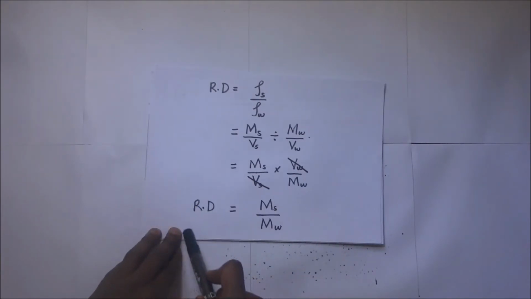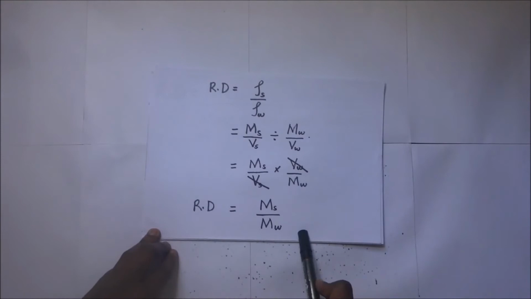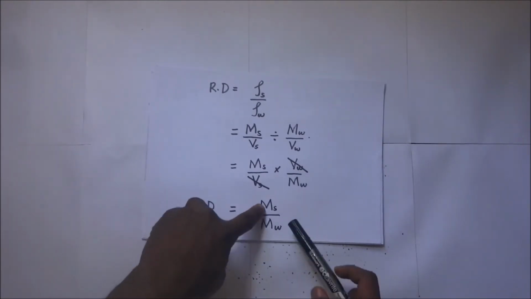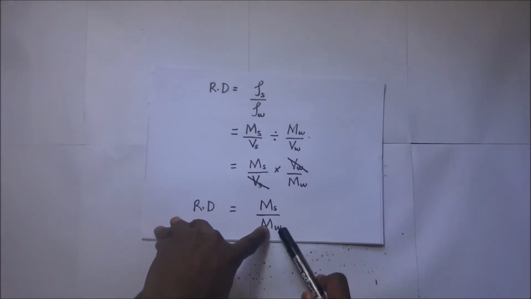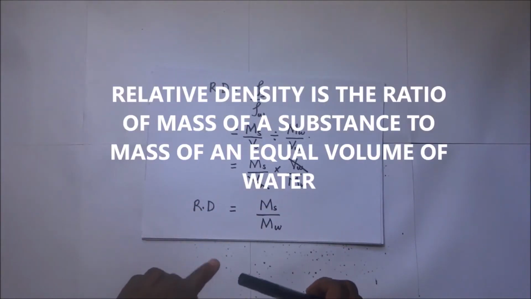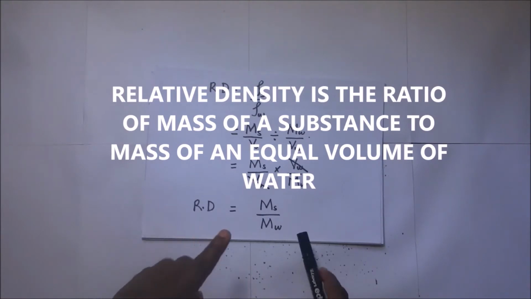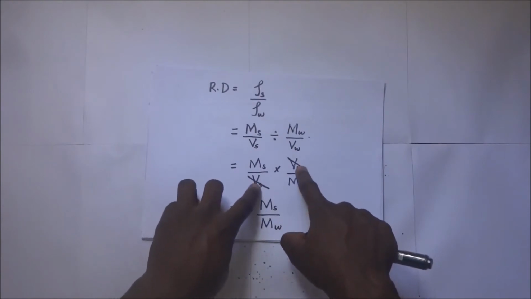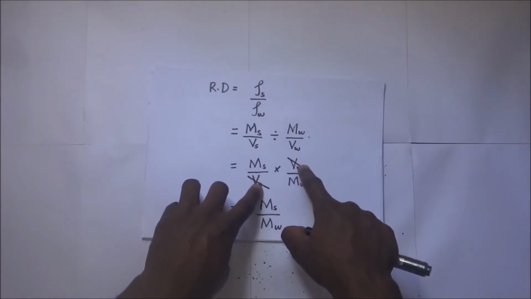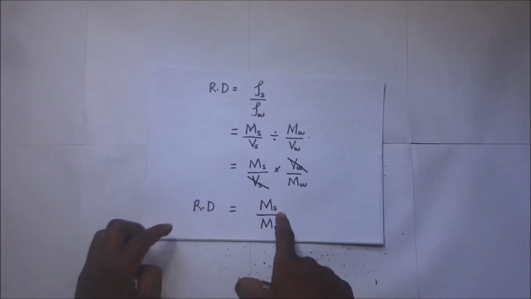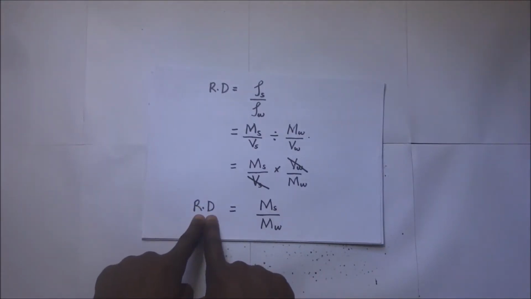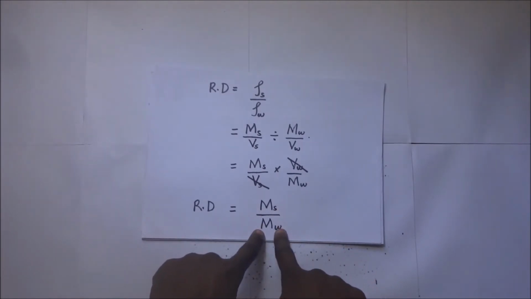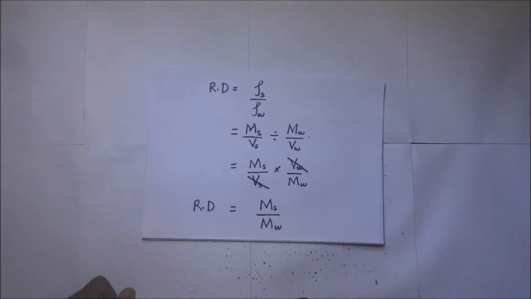This gives us another formula for relative density. So relative density can also be defined as the ratio of mass of a substance to the mass of an equal volume of water. It is important that it is an equal volume of water because these volumes cancel out because they are equal. Otherwise, if these volumes are not equal, then this would not hold. That is why the other way we can look at relative density is the ratio of mass of a substance to the mass of an equal volume of water.